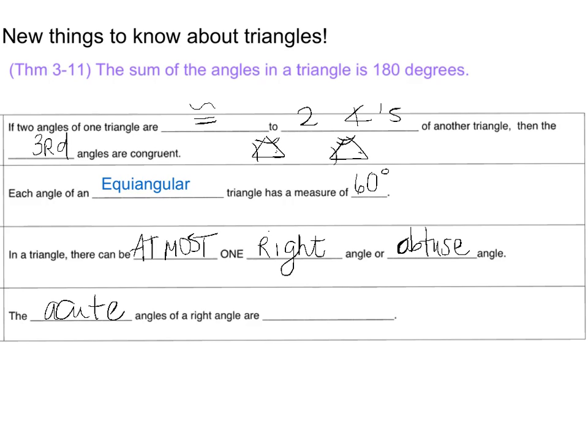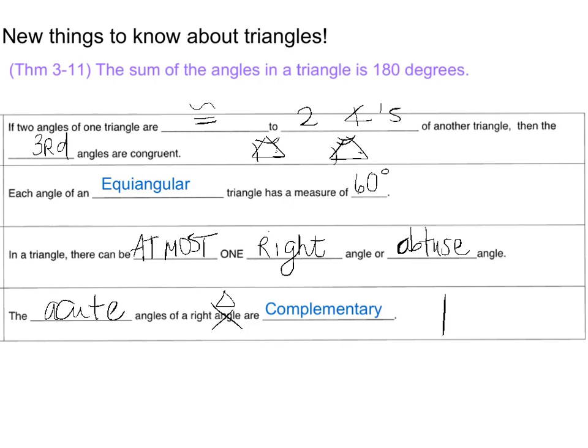Last but not least, the acute angles. The acute angles of a right triangle are, I'm going to type this one because my handwriting is bad, complementary. Let's see if I spelled that right. Complementary. The acute angles of a right angle are complementary. And you know what I just realized? This should say right triangle. Cross that out and put a triangle there. So the acute angles of a right triangle are complementary.